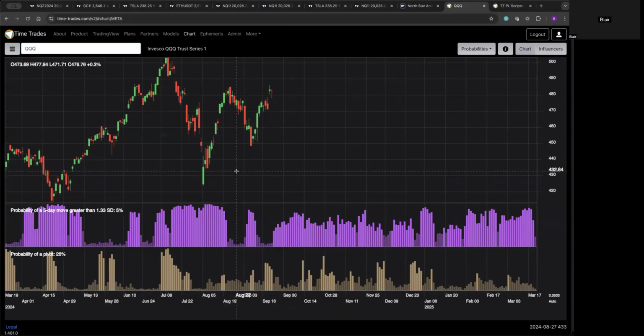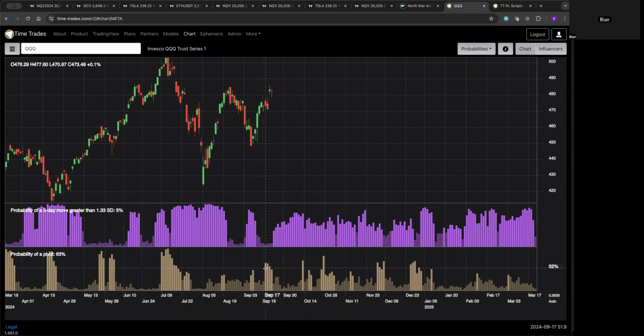Okay, so we're looking at QQQ on time trades to check the machine learning probabilities to see when there's potential pivots. And we've got a big cluster of moves over here. We also had last week a cluster of pivots. Okay, so this was the 17th, 18th, 19th.